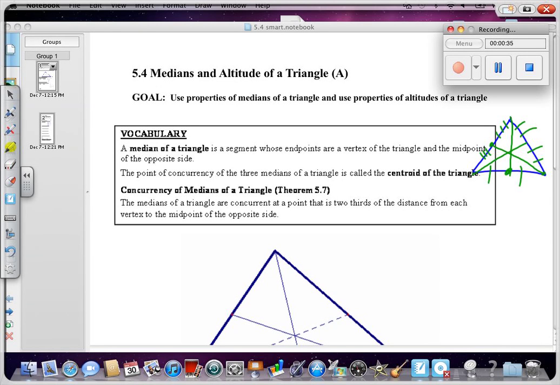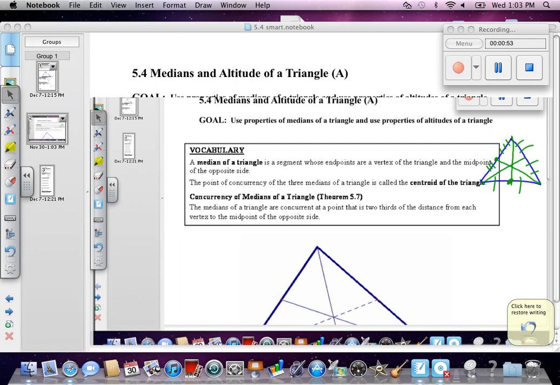Concurrency of medians of a triangle. The medians of a triangle are concurrent at a point that is 2/3 of the distance from each vertex to the midpoint of the opposite side. Okay. So let's look at some of these lovely pictures.